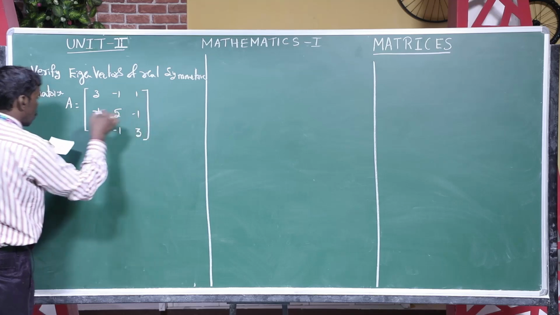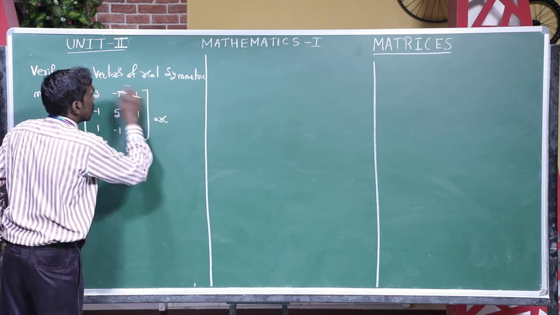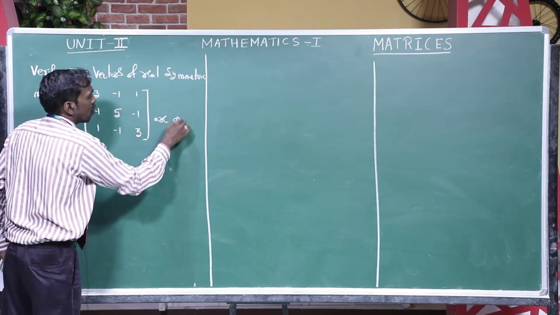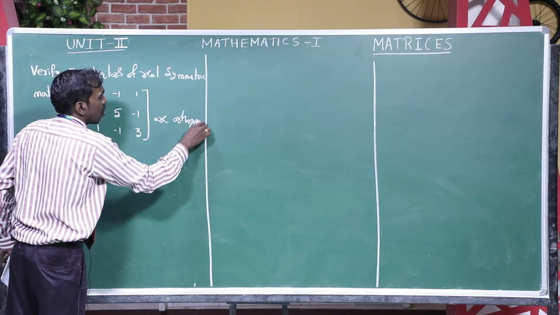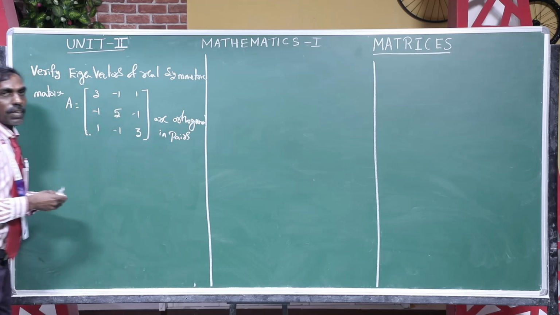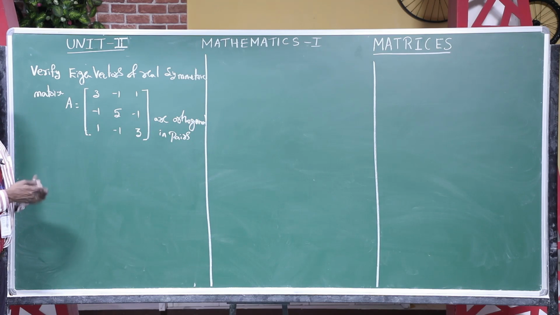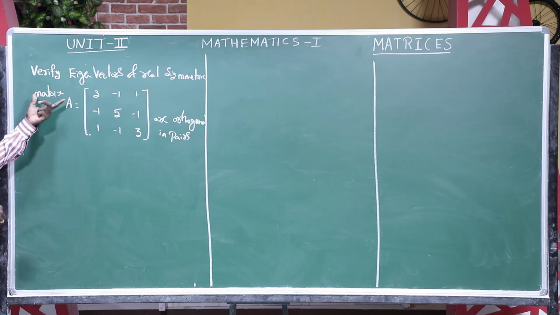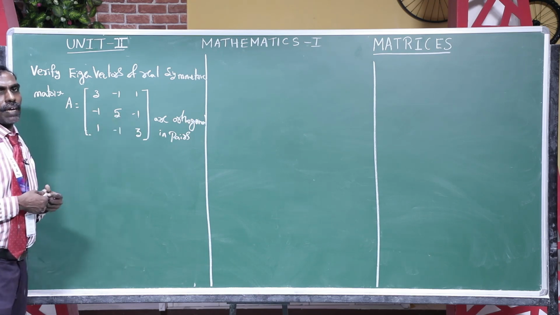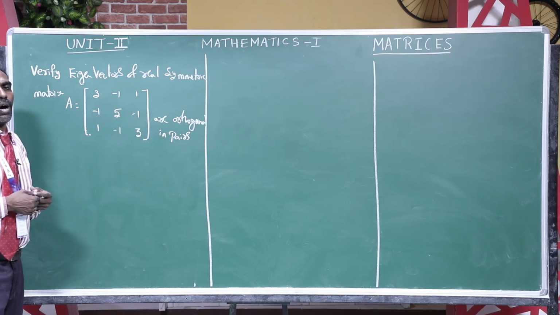We have to prove the eigenvectors are orthogonal in pairs. We have to find the 3 eigenvectors and prove that they are orthogonal in pairs. So what do we have to find? First the characteristic equation, next the eigenvalues, next the eigenvectors. Then we have to prove that the eigenvectors are orthogonal in pairs.